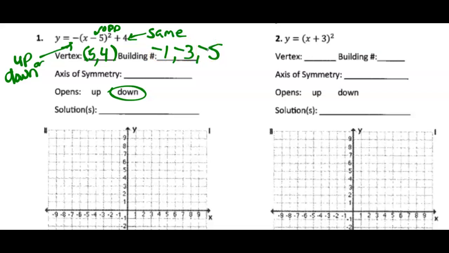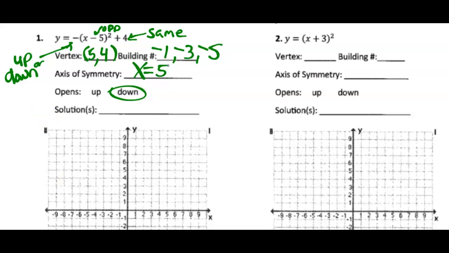Okay? My axis of symmetry is where I can fold my parabola in half, and that always comes from my x value. Whatever my x value is, my axis of symmetry is equal to that. Okay, I can do all of that from the equation. I can't, although, find my solutions until I graph. So I need to graph this.